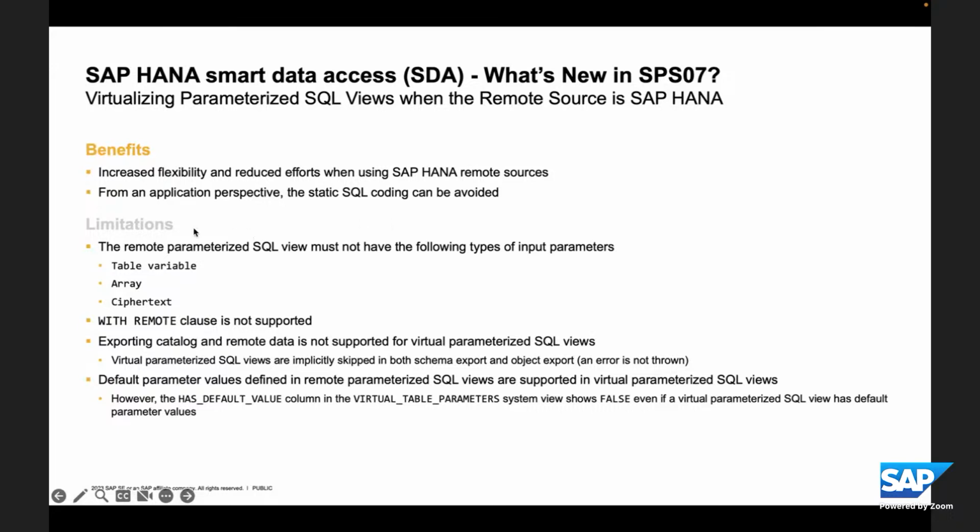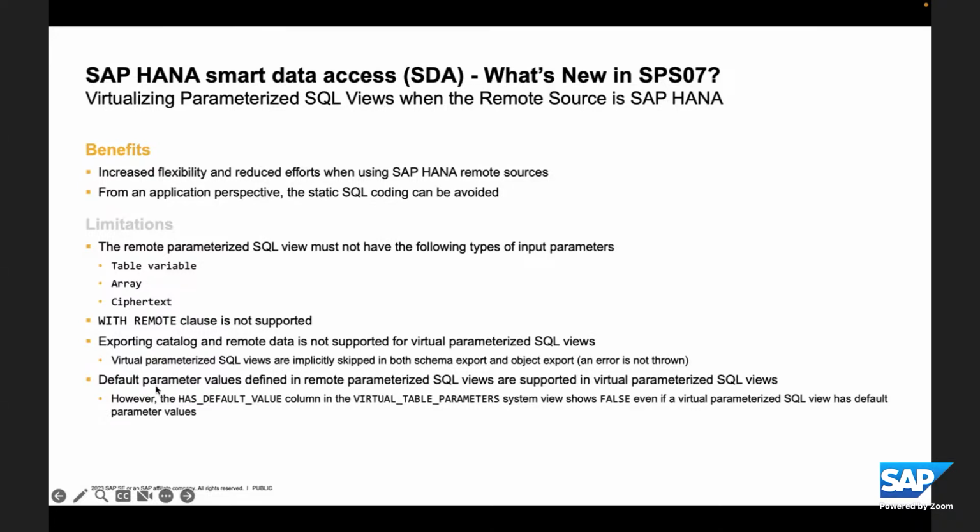And last but not least, there are some limitations, which are actually the same as HANA Cloud. So table variable, array, or ciphertext cannot be used as input parameters. And the WITH REMOTE clause is not supported when you create a virtual table. And during the export of catalog and remote data, this virtual parameterized SQL view will be skipped. So there will be no error. It will just be implicitly skipped.